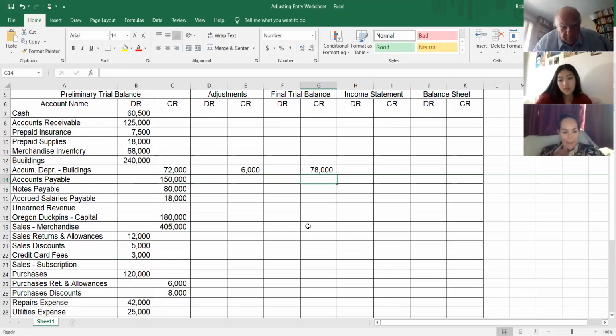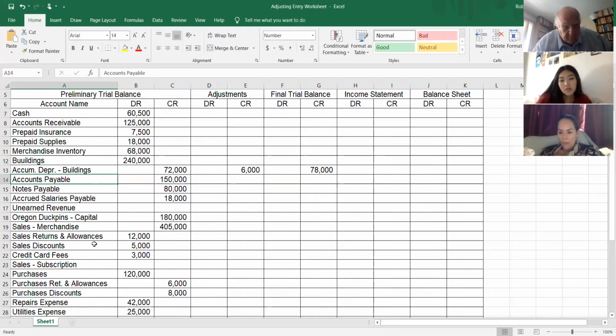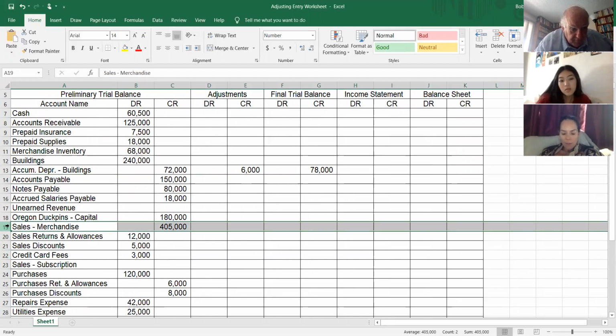So the whole point is, and now you bring these numbers over to your income statement. Everything above your sales line here is, this is balance sheet, this is income statement. Okay.